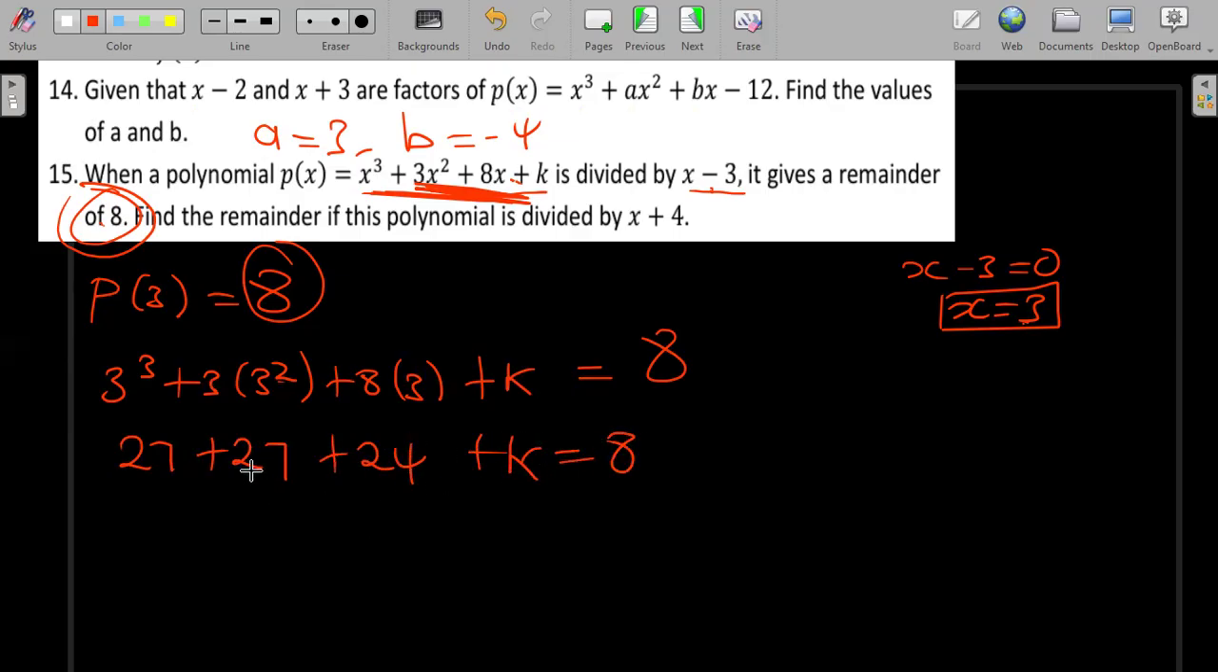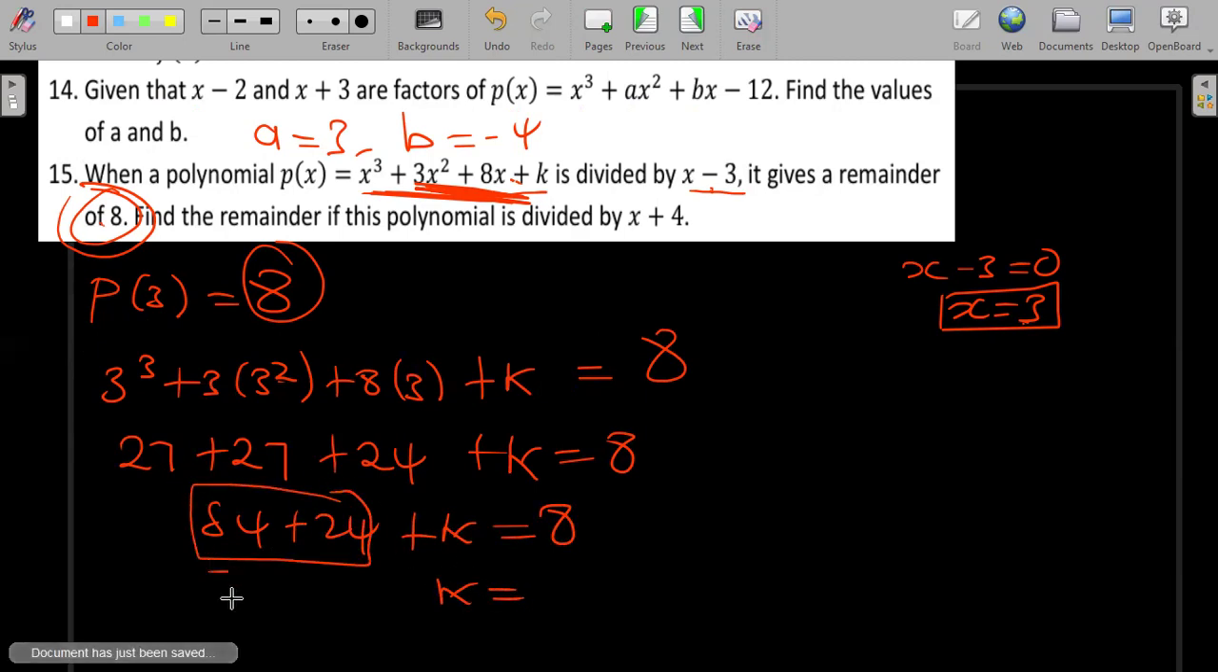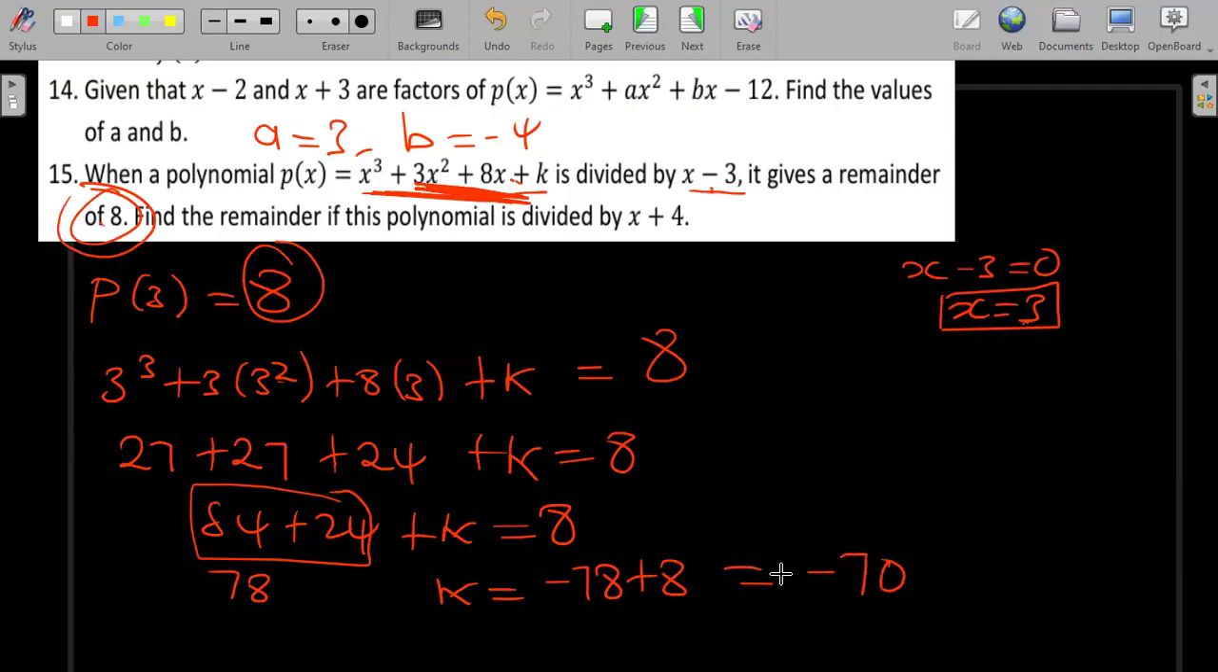So this would be 54 plus 24 plus k is equals to 8, which will mean k is equals to, this here is going to give me 78. When I take it to the other side, to be minus 78 plus 8, so it will mean k is just minus 70. Okay, so we found the value of k, which is just minus 70.